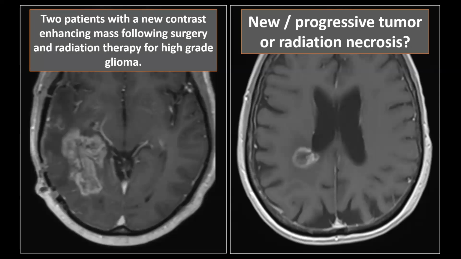We can use MRI perfusion because radiation necrosis does not show neoangiogenesis and will not show hyperperfusion. But I've also shown you an example of a high-grade tumor a couple of slides ago that didn't have hyperperfusion either. So let's say that if you have hyperperfusion, then it's not going to be radiation necrosis. But if you don't have hyperperfusion, it's still tricky. Can we use MRI spectroscopy to help us a little bit?